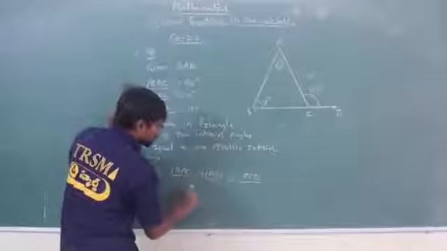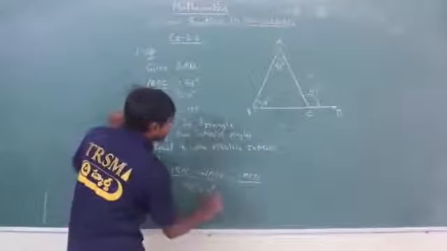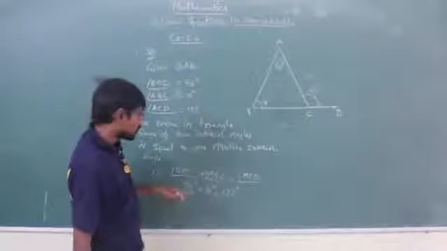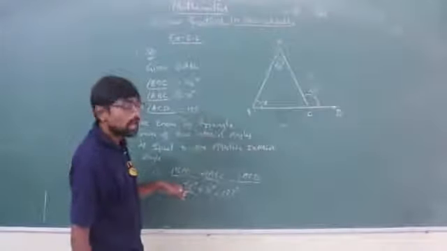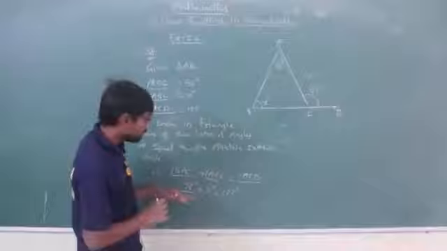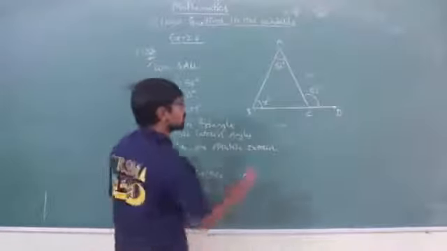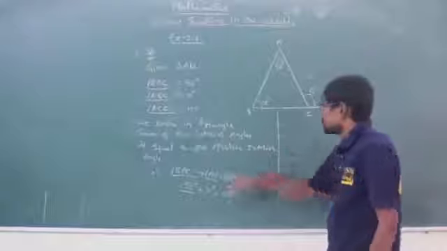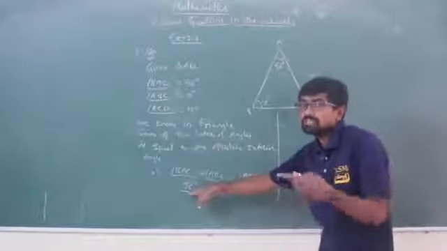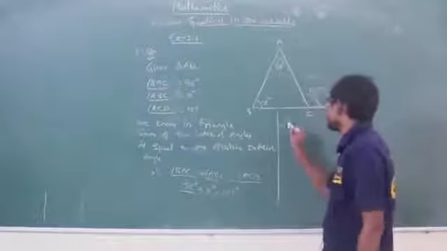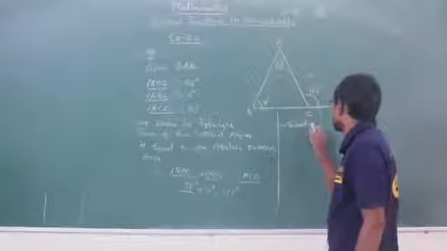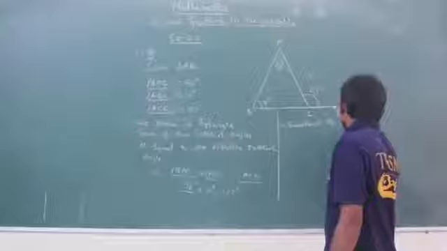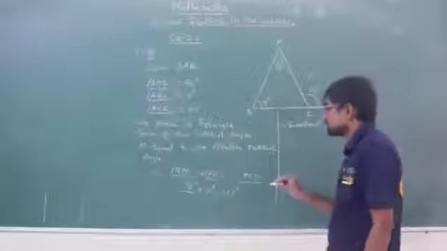So substitute the values. 56 degree plus x degree is equal to 123 degree. So what is 56 here? 56 is adding to x. So for removing 56, what will we do? We'll be using the additive inverse of 56, isn't it? So what is the additive inverse of 56? Minus 56, isn't it? So subtract 56 on both sides.